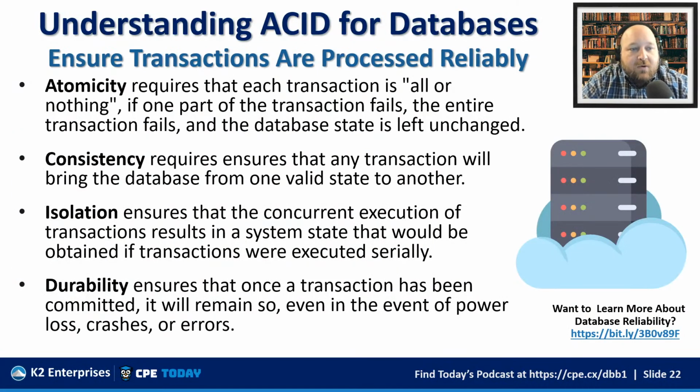Now, to go a little bit further into where databases really shine, you have to understand ACID. ACID is an acronym for atomicity, consistency, isolation, and durability. These all come back to reliability. When we design a database, we design it to be reliable. We design it to be durable. We design it as something that's going to be used period in and period out.